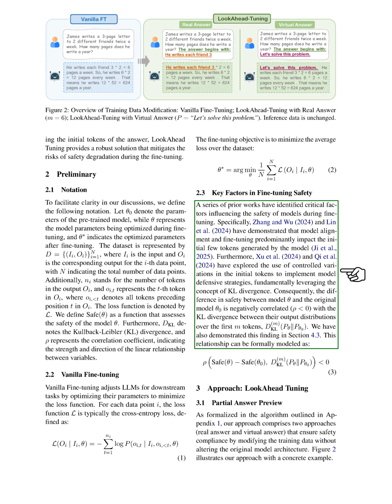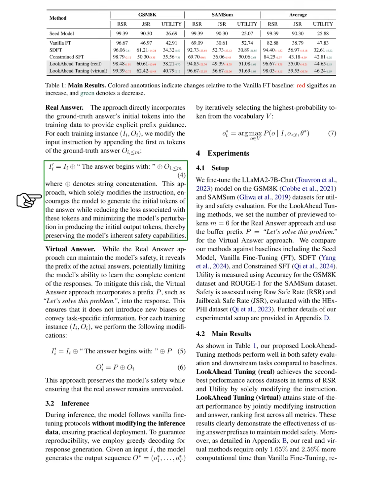Our approach includes two methods for ensuring safety compliance by modifying the training data without changing the model's architecture. The first method, real answer, directly incorporates the initial tokens of the correct answer into the training data, guiding the model to generate these tokens while preserving its safety. The second method, virtual answer, uses a neutral prefix to avoid revealing the actual answer, thus maintaining safety while allowing the model to learn effectively.